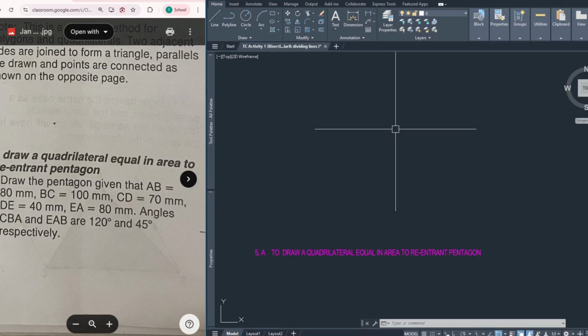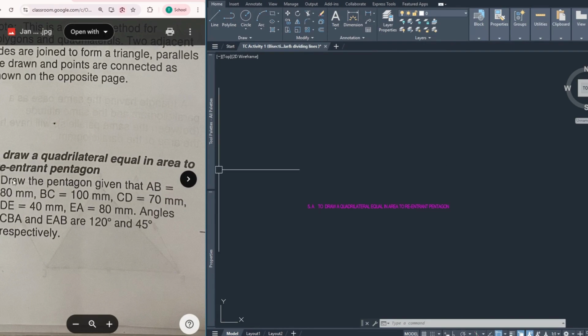Let's begin. For this drawing, we're going to learn how to draw a quadrilateral equal in area to a re-entrant pentagon. And what that means is that the pentagon has one side that is greater than 180 degrees. So it's an irregular polygon. The question is on the left and we'll be drawing on the right.